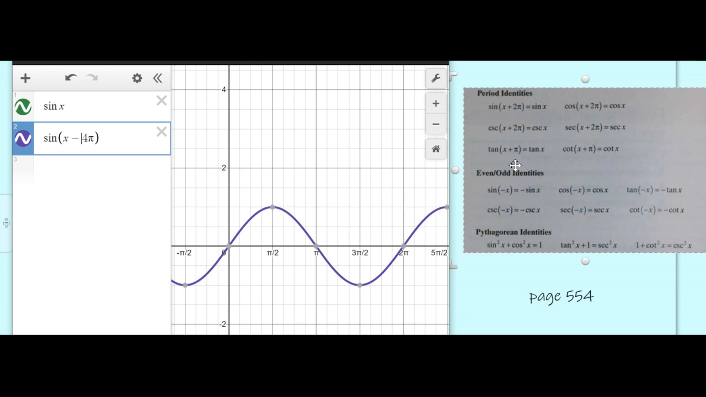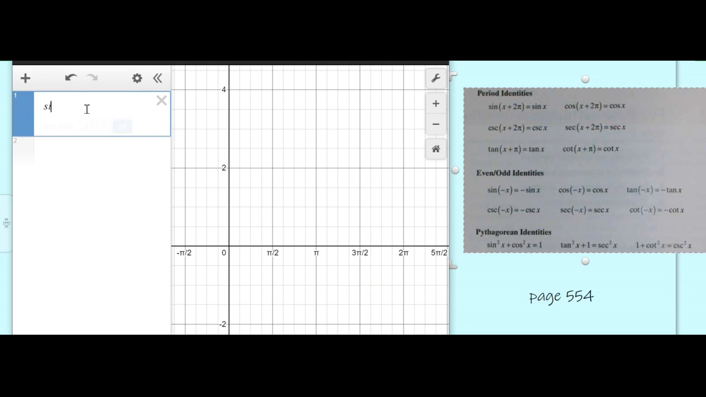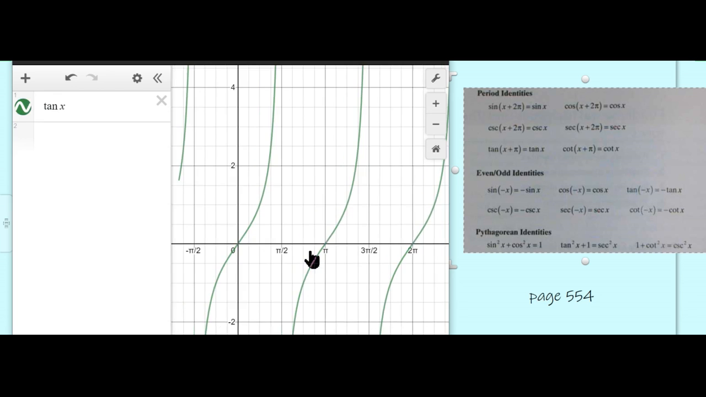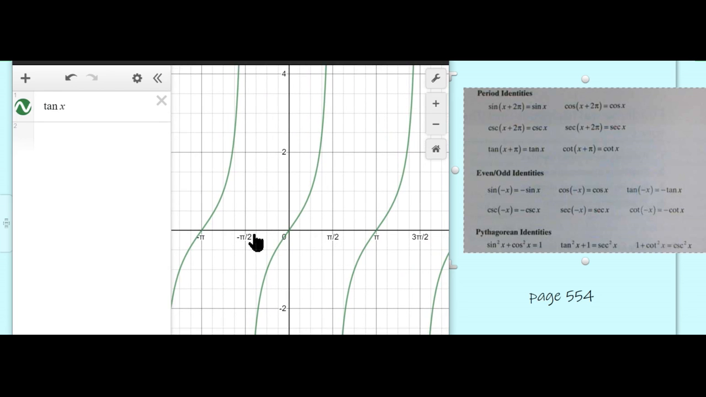Tangent only has pi, because remember, it doesn't have an up loop and a down loop. When you look at tangent, it only has one shape. It's the same shape repeated over and over again. So it only has a period from this asymptote to this one of pi. If you add half pi to half pi, you get 1 pi, not 2 pi. So period identities, that's important.